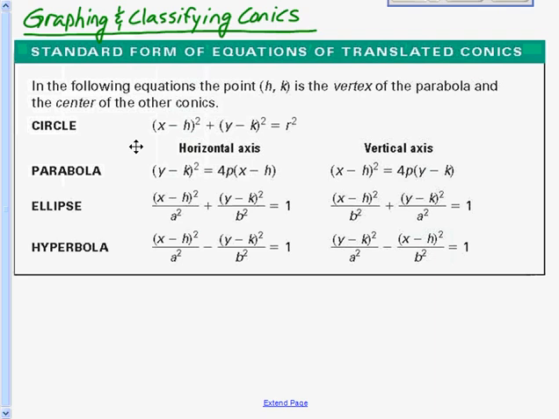We're going to look at graphing and classifying conics, and that's our objective: to graph and classify some conics, except we're going to have the vertex or center be a little different rather than always being at the origin. If you're looking at this here, your (h, k) is your vertex for the parabola, and it's the center of those other conics. So again, we're going to finally move this center or vertex around a little bit and translate these things. We'll come back to this.